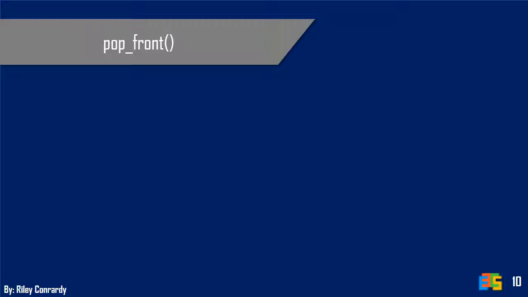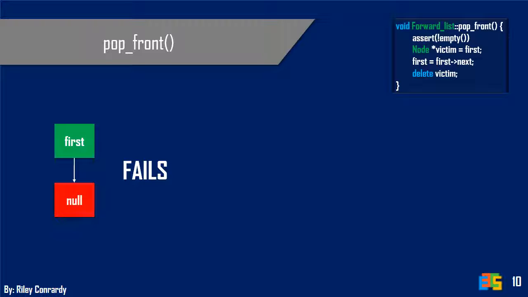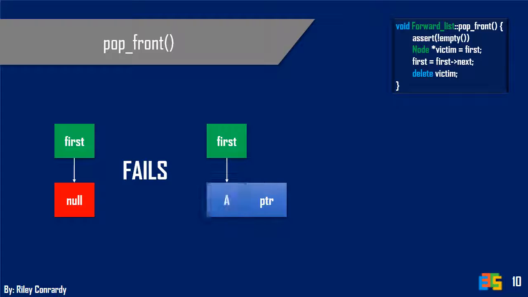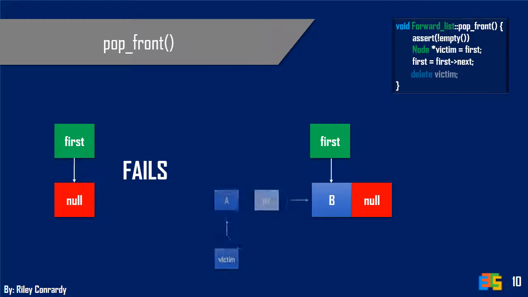For the pop front function, we must first confirm that the linked list is not empty by making sure that the first pointer does not point to a null. If this is true, we can continue with the rest of the function. A new node pointer, victim, is created, which points to the previous first element in the linked list. The first pointer is now moved to the second element in the linked list. The victim pointer is then deleted.